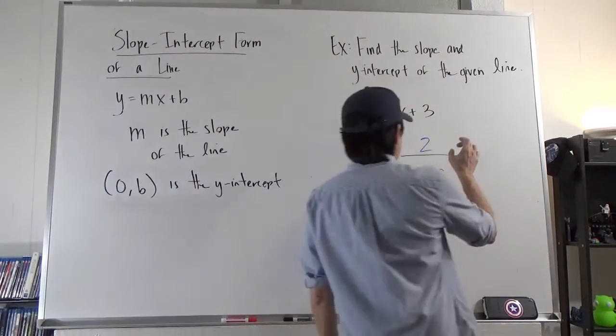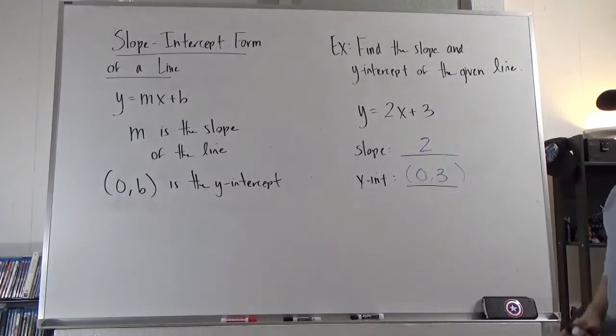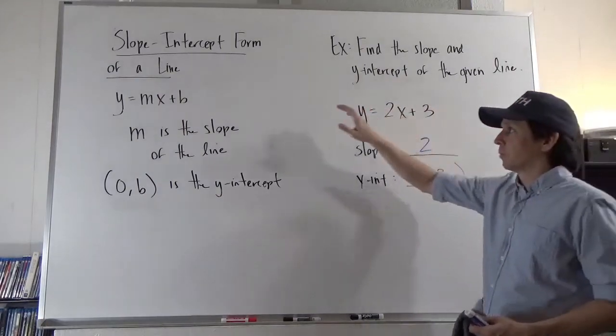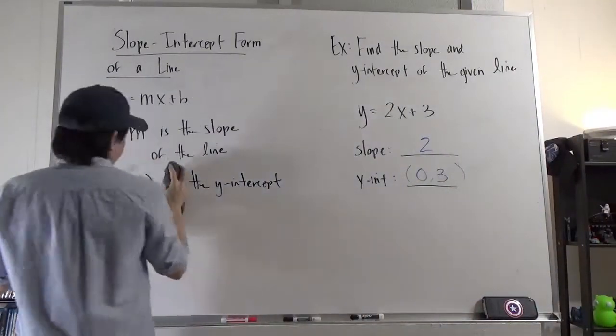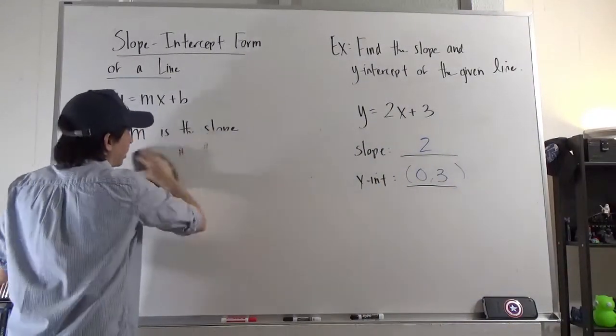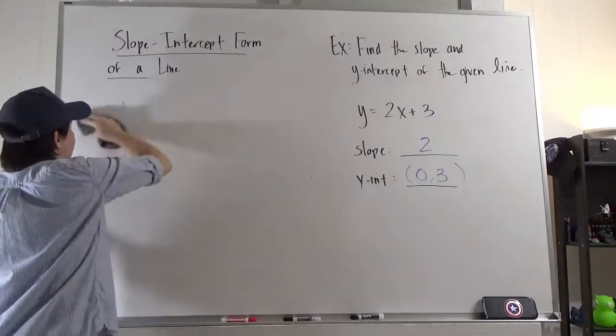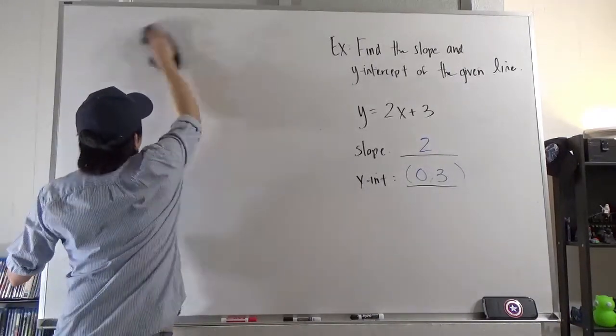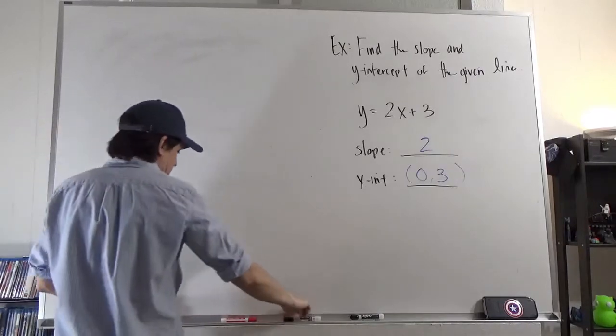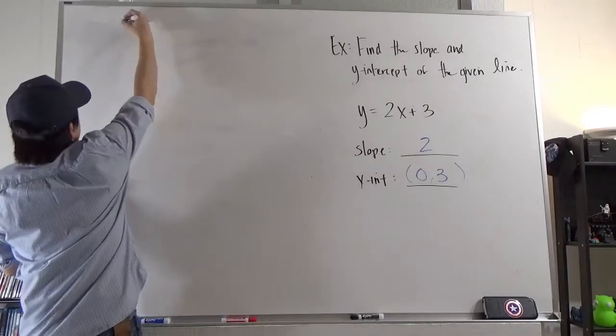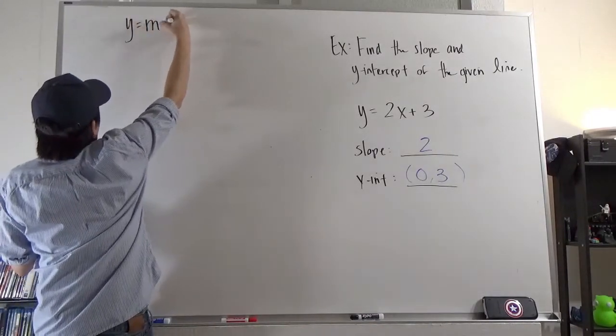For now, I just want you to be able to identify it and also manipulate equations to get it into that form. It's going to get a little bit trickier. They're not going to give it to you as nicely as that last example. Don't write this down. I'm just copying down my slope-intercept form for reference.